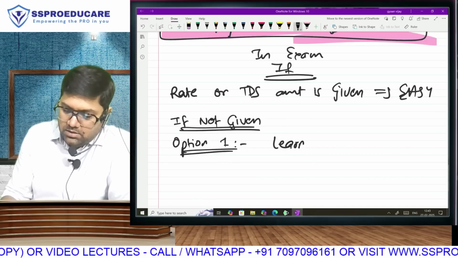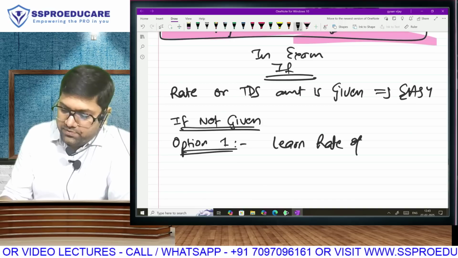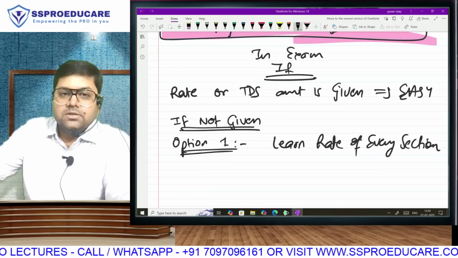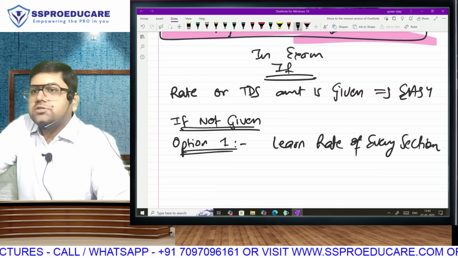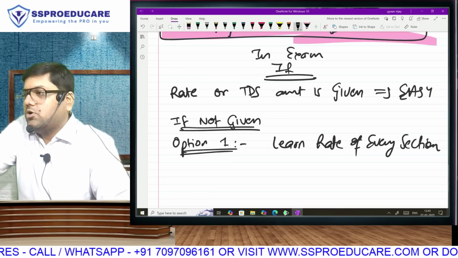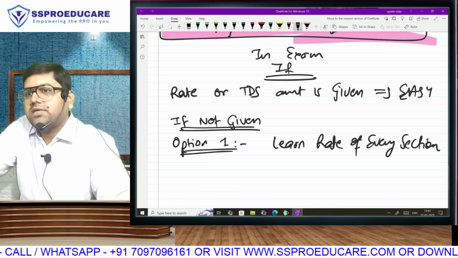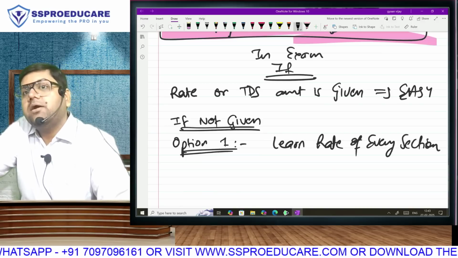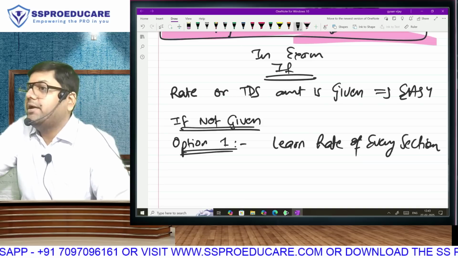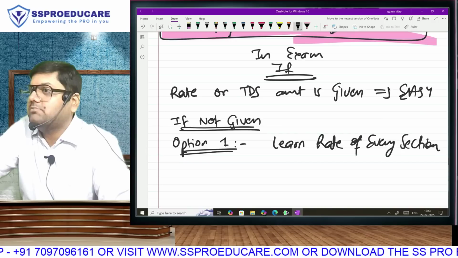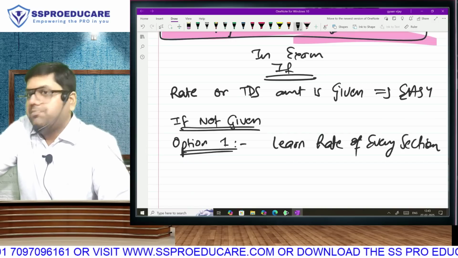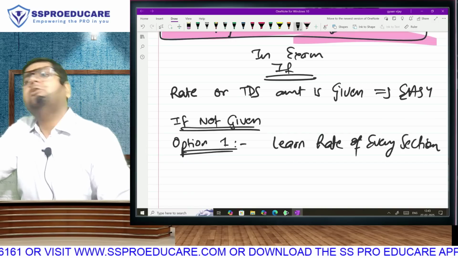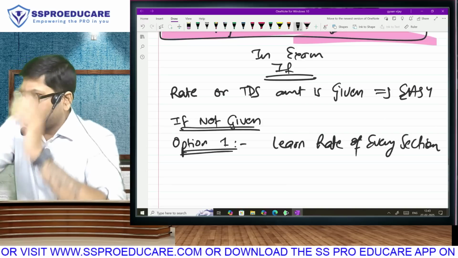Learn the rate of every section. Purchase of goods 0.1%. Contractor payment 1%. Contractor payment to a company or firm, then 2%. Commission payment 5%. Professional fees or rent 10%. Rent is sometimes 10%, sometimes 2%. Payment to foreign national sportsmen 20%. Payment of lottery winnings 30%. Learn all these rates.